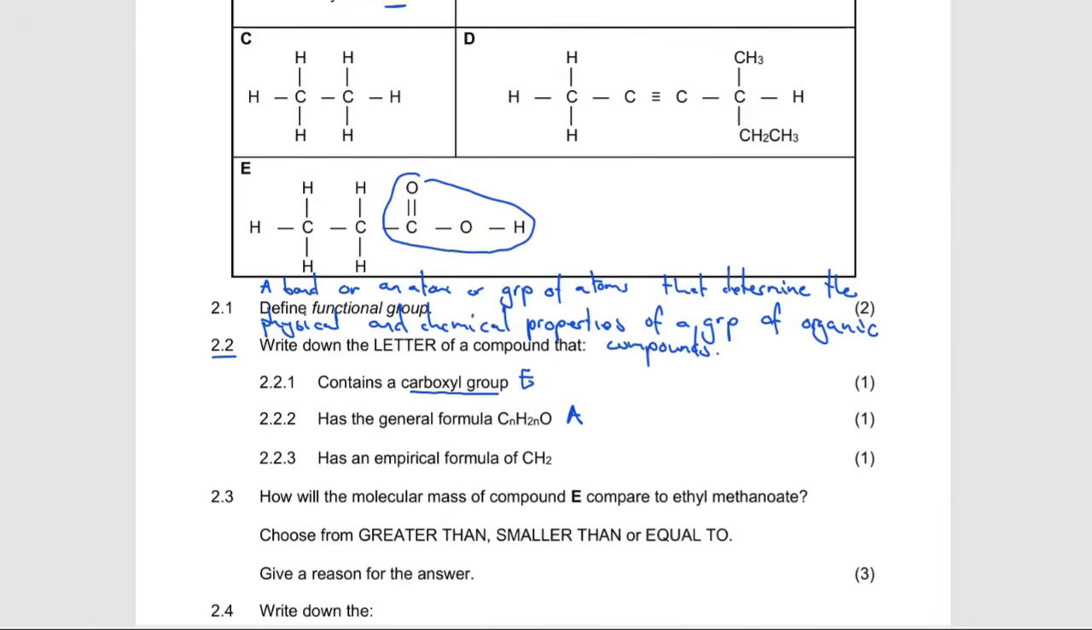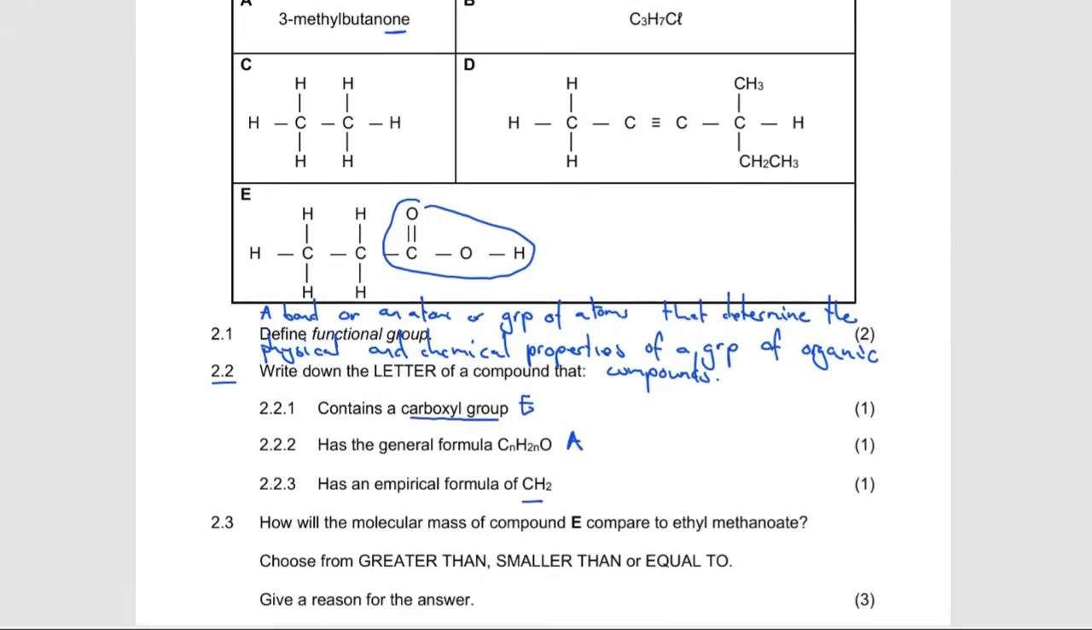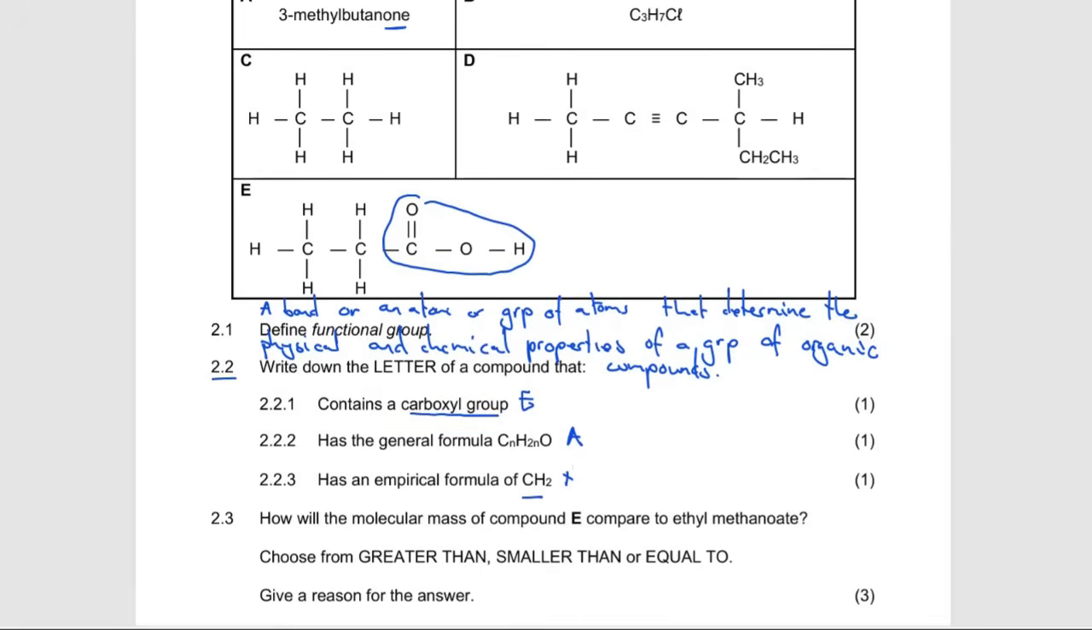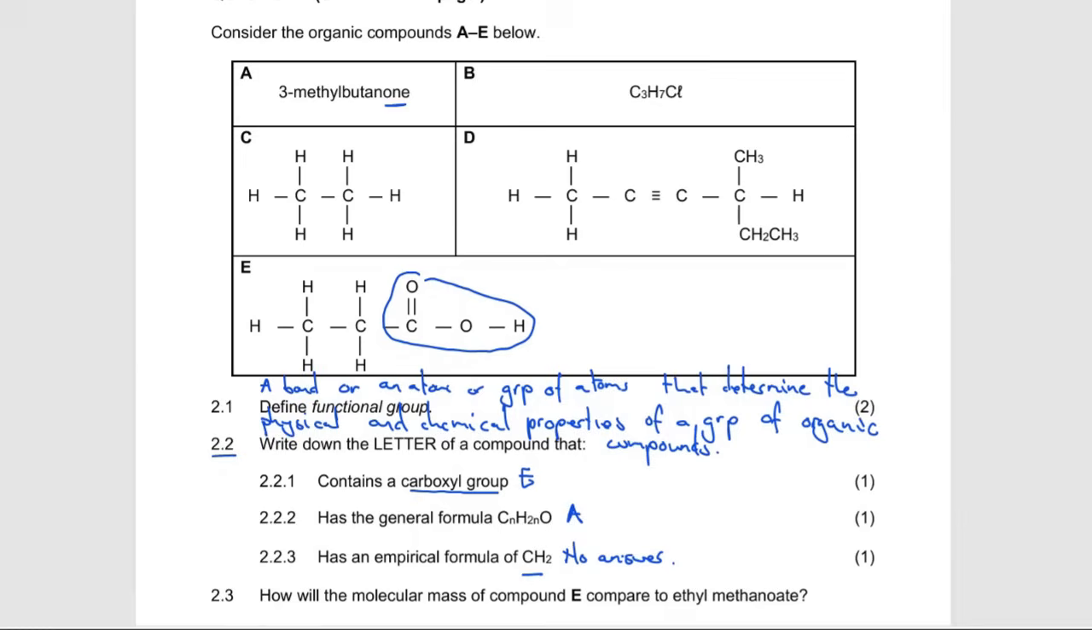Then we move on to an empirical formula of CH2. According to this, there is no answer, because we are not given such a compound in our table of organic compounds A to E.